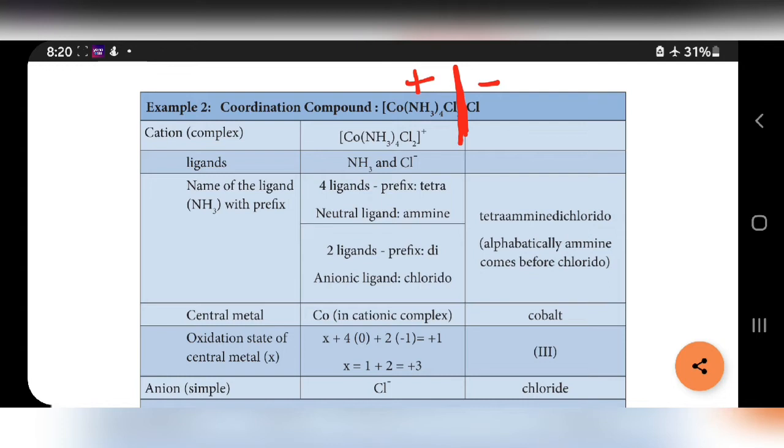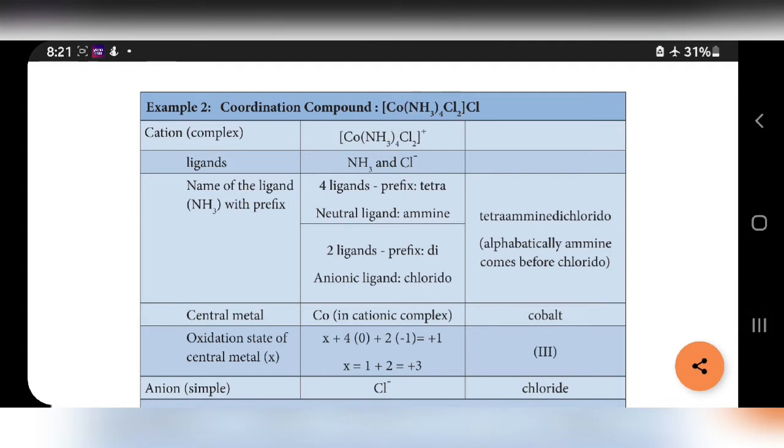So for the cationic complex, see here the square bracket is given, [Co(NH3)4Cl2]+ with single positive charge. In this square bracket two types of ligands are there, because in the square bracket the first one is the central metal ion, and all the remaining are called ligands. So in the square bracket the remaining two groups are NH3 and Cl. Both are ligands here, NH3 and Cl-.